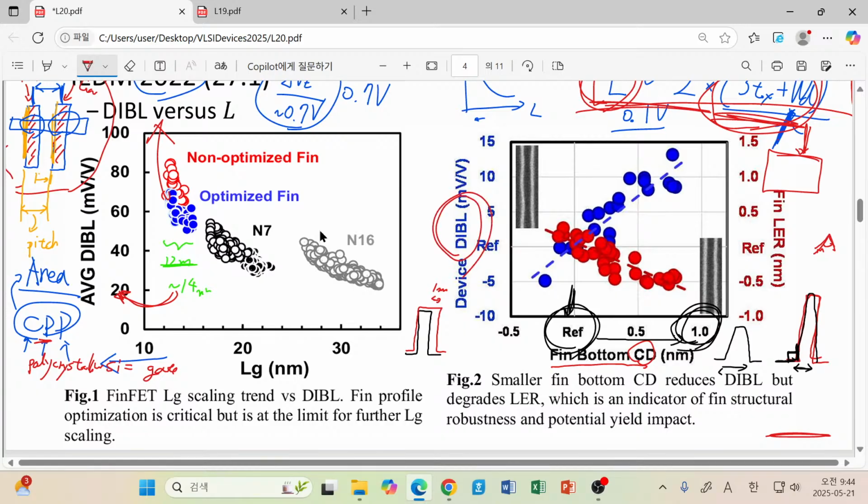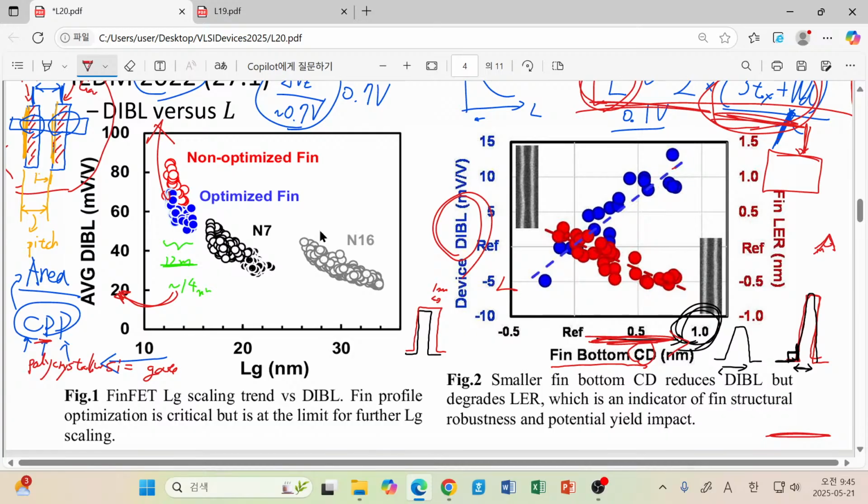Blue dots correspond to DIBL, and when we go to a wider and wider fin, then DIBL is increasing. So maybe you can feel that, oh, then we have to reduce bottom CD as much as possible. Simply speaking, we have to have a very thin channel. But what happens if we further reduce it down to, for example, minus 0.5 nanometers? It means that compared with its reference value, we wanted to build an even thinner device.